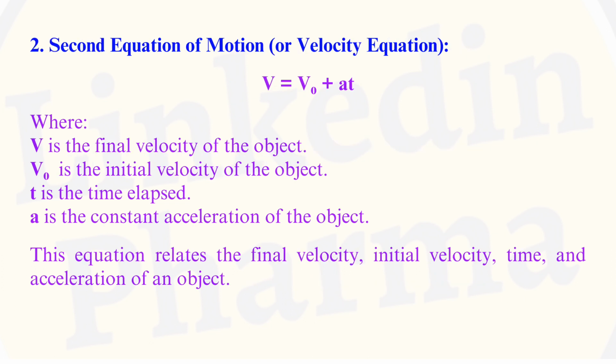2. Second equation of motion, or velocity equation. v equals v0 plus at, where v is the final velocity of the object. v0 is the initial velocity of the object. t is the time elapsed. a is the constant acceleration of the object. This equation relates the final velocity, initial velocity, time, and acceleration of an object.